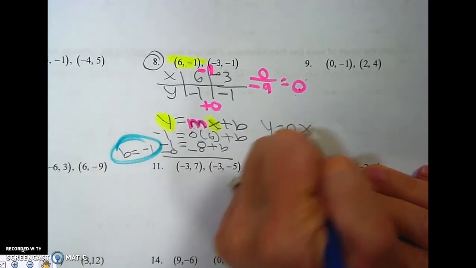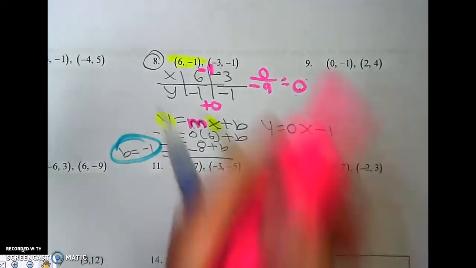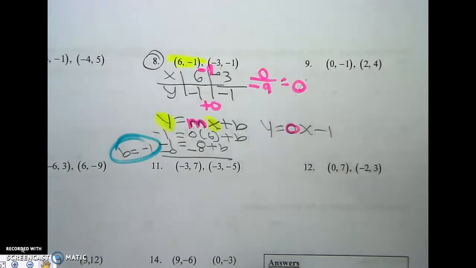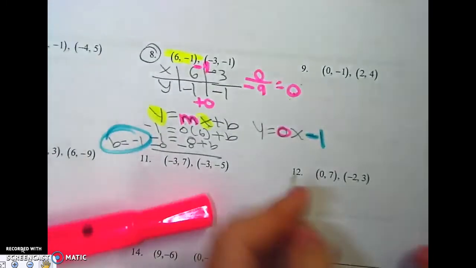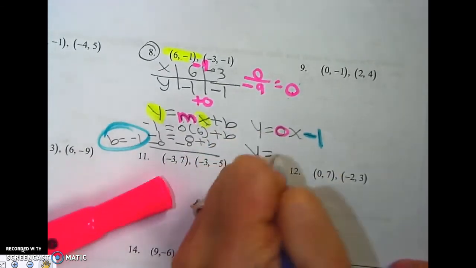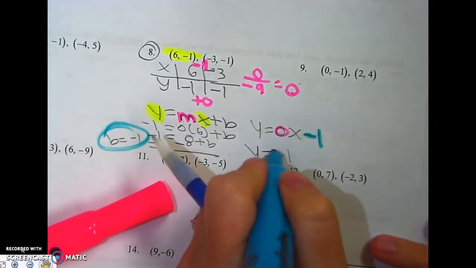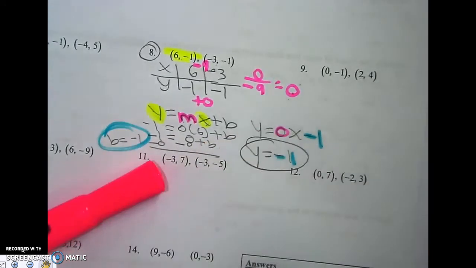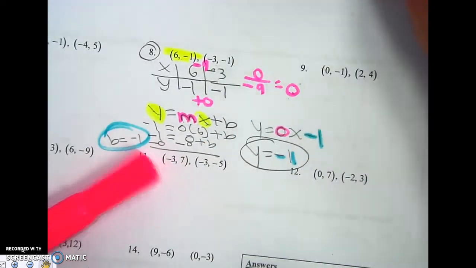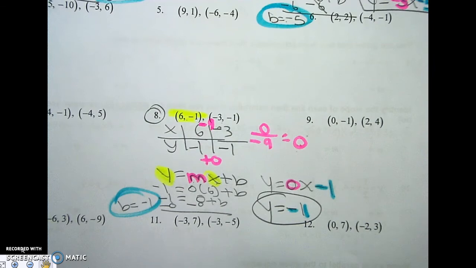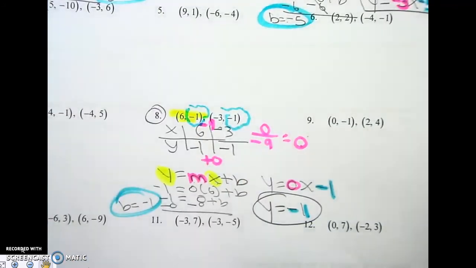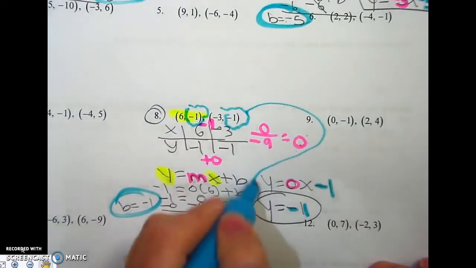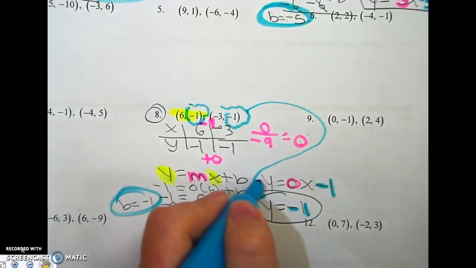Y equals 0x minus 1. So there's my slope, and there's my y-intercept. But if I really want to be fancy, I can just say y equals negative 1 because there is no x. Now, I don't know if any of you noticed, but if you look up here, I could have figured it out just like that. If you look, in both cases, what does y equal? Negative 1. So that makes sense that that would be the equation.